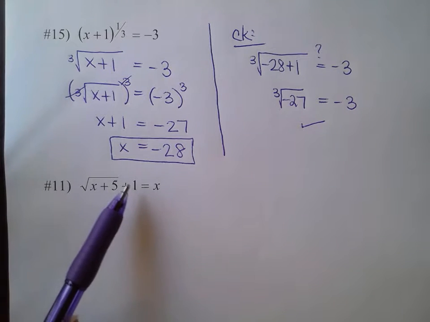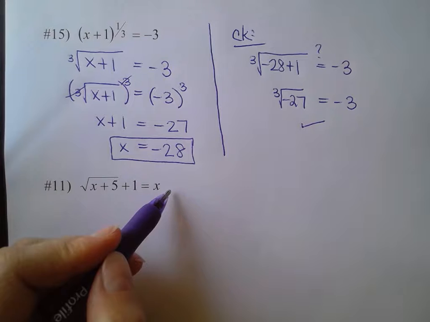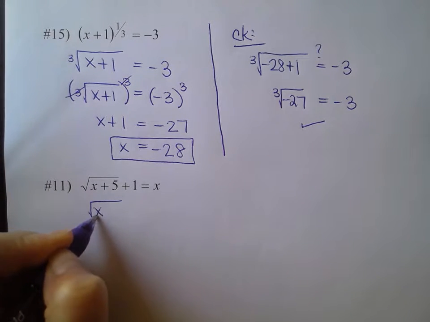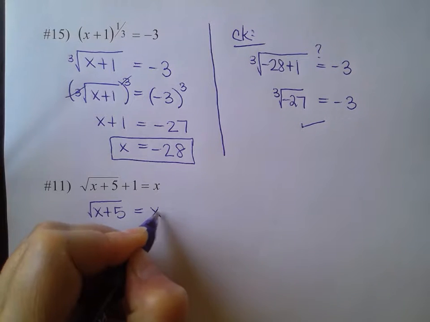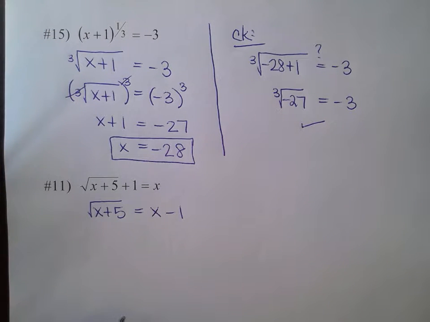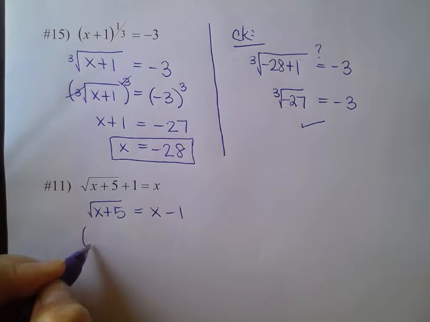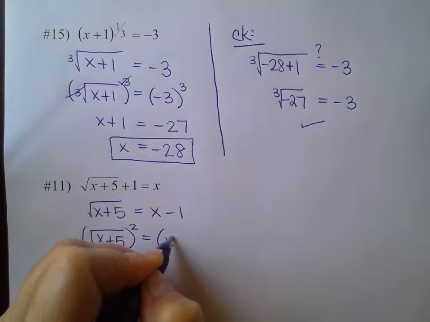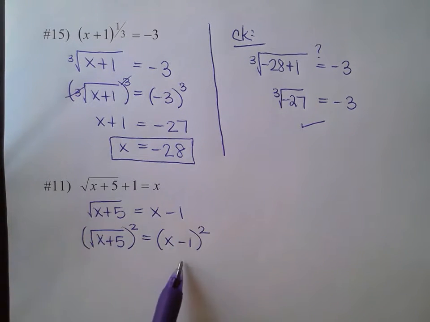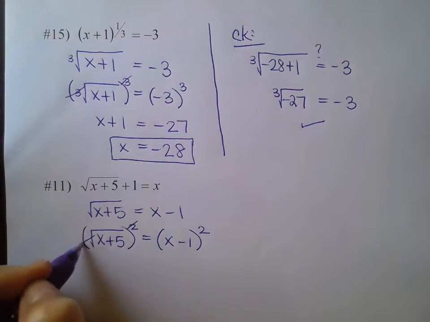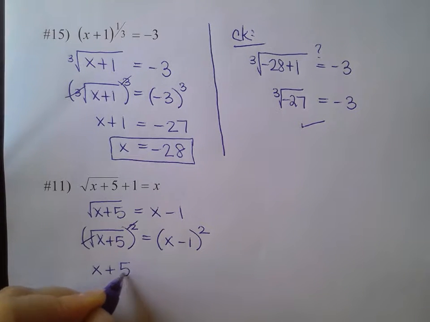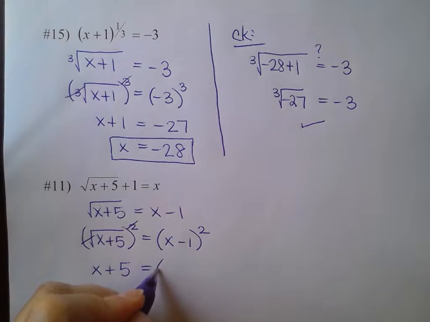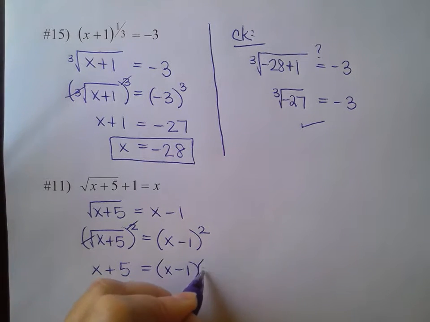We're still going to isolate the root by subtracting 1 over to the right-hand side. And then we're still going to apply a power to both sides. Since this is a square root, I'm going to apply a power of 2. On the right-hand side, everything on the right as a unit gets squared. On the left-hand side, the square and the square root are going to cancel each other out. On the right-hand side, we will need to FOIL 2 copies of x minus 1 together to expand that.